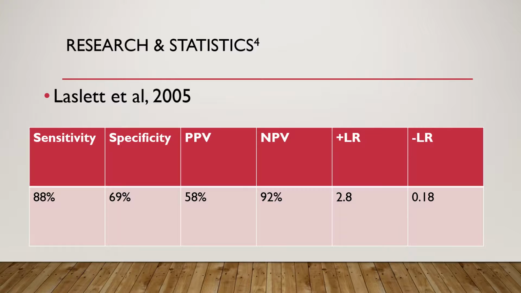So the sensitivity was determined as 88%, specificity was 69%, positive predictive value was 58%, so this was moderate. Negative predictive value was 92%, which was extremely high. The positive likelihood ratio was 2.8, so this means a positive result is about 3 times more likely in patients with SI joint dysfunction, and the negative likelihood ratio is 0.18, meaning the closer to 0 indicates the test is able to rule out SI joint dysfunction most of the time.